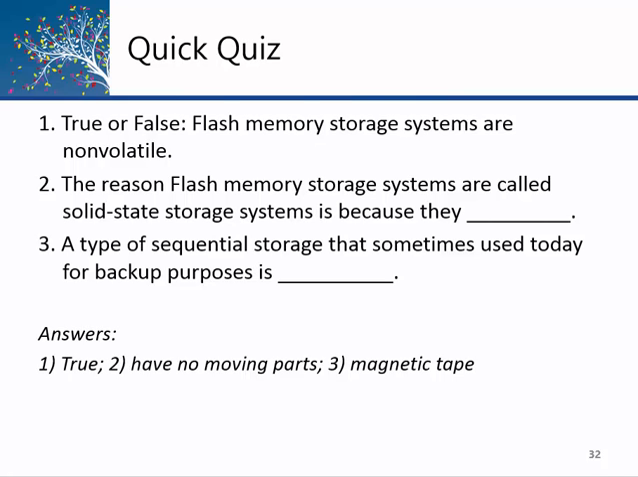Storage is non-volatile. The reason flash memory storage systems are called solid-state storage systems is because they have no moving parts. Unlike a spinning platter hard drive that really has platters that spin, and even CDs, DVDs, and Blu-rays have spinning platters and a laser that hits them, solid-state flash drives don't have any moving parts. A type of sequential storage that is sometimes used today for backup purposes is magnetic tape, and really the key to that question is the word sequential.